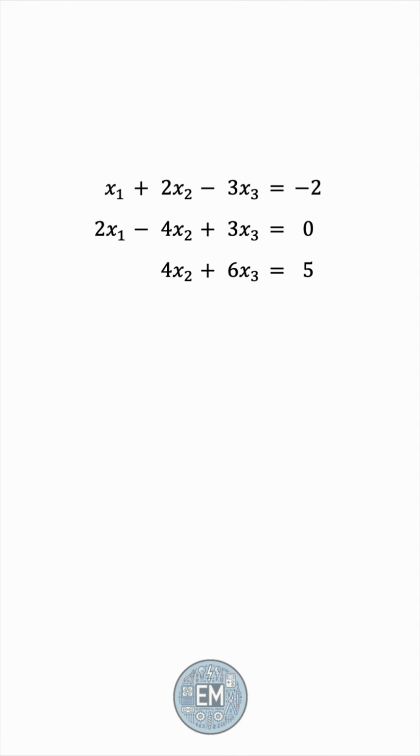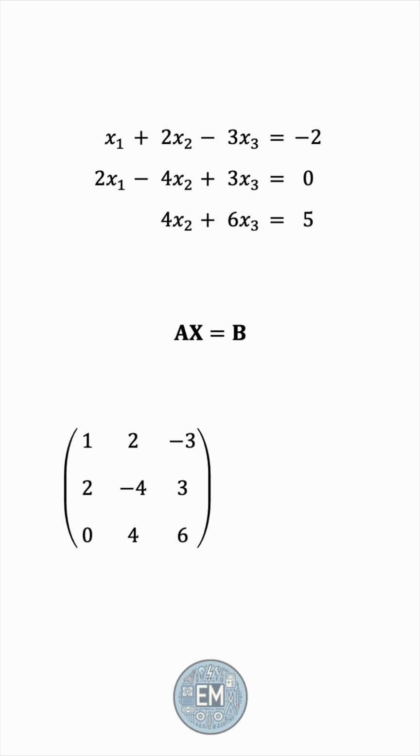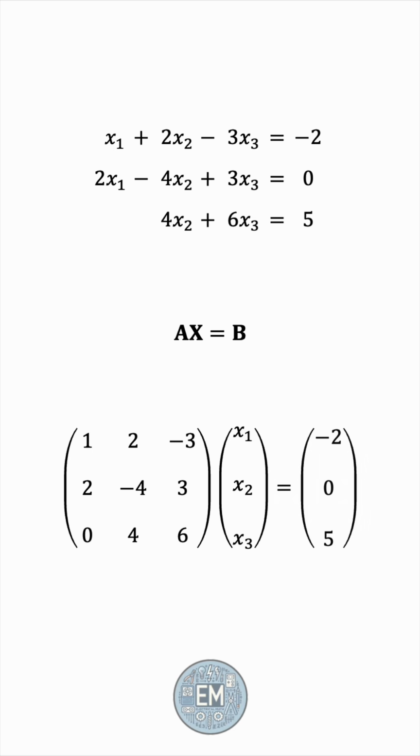We'll express this linear system as a matrix equation, A times X equals B, where A is the matrix of coefficients 1, 2, and -3 from the first equation, 2, -4, and 3 from the second equation, and 0, 4, 6 from the third equation. X is the vector of unknowns, x1, x2, and x3, and B is the vector of constants.